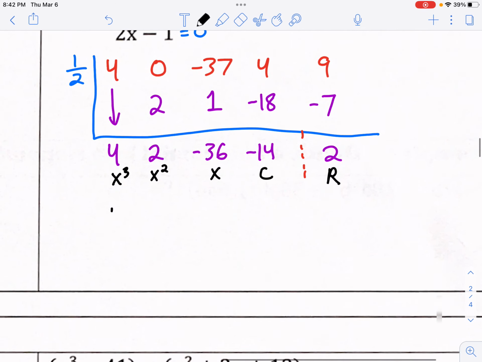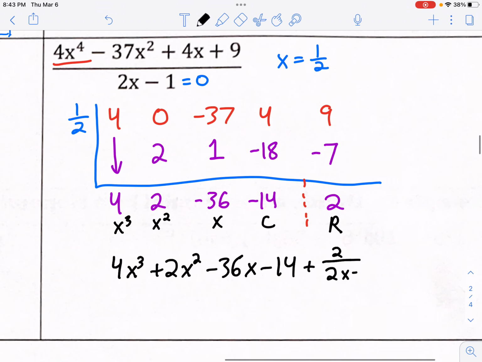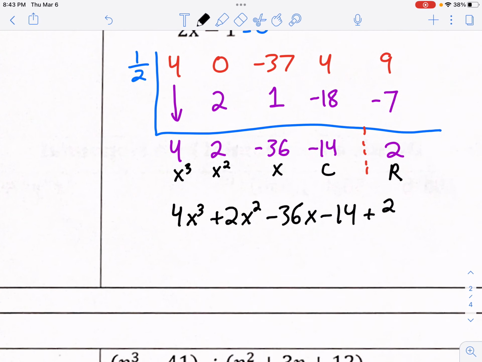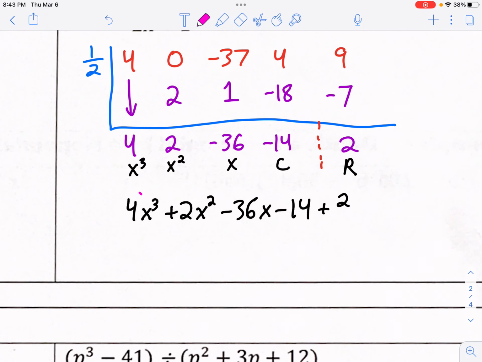All right, let's rewrite it. 4x cubed plus 2x squared minus 36x minus 14 plus 2 over 2x minus 1. Now, what I'm going to recommend for you guys is just wait a second. Before we do this and put it over our remainder, let's look at our numbers that we have. I'll write that just a little bit bigger. Again, remember, when you have all your numbers, all you want to do is double check. Can I take out a greatest common factor? Kind of like on this guy. Can I take out a GCF? Is there a number that goes into all of them?